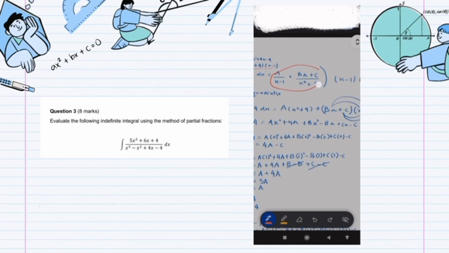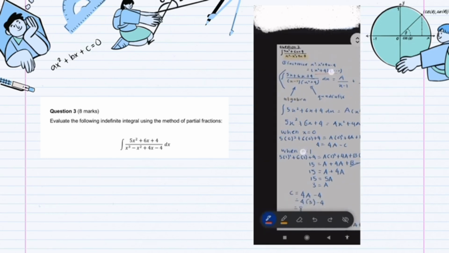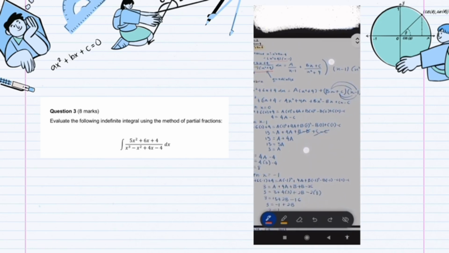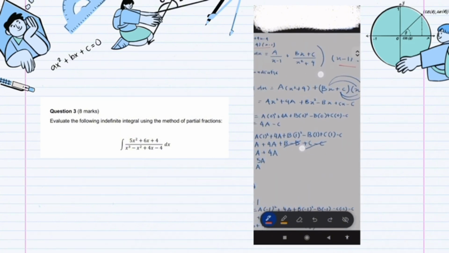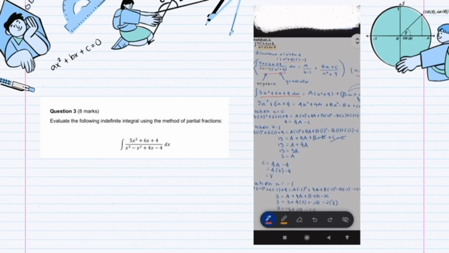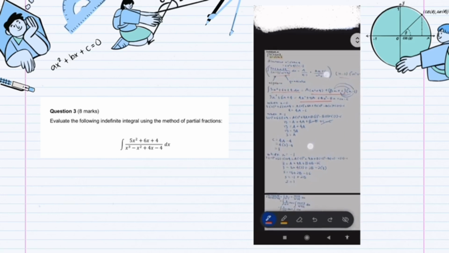So this is a partial fraction, and before that you need to cancel out this denominator by multiplying both sides with x minus 1 and x squared plus 4, and this can cancel out. After that you can get this, and then you need to expand the right hand side. After you expand you get this value.